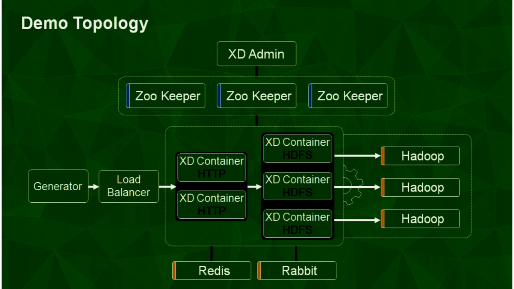Okay, so the topology of this deployment, we're going to be running this on EC2. And we basically have our XD cluster. So we have the XD admin, we have multiple XD containers, we have a Zookeeper ensemble, and we have Rabbit as our transport for the message bus, and we have Redis for the data that's being stored for those counters. And then we're ingesting into a Pivotal HD cluster of 5 nodes. And for simulating the sensor data, we are using JMeter in the front as a generator. And then that's going through the Elastic Load Balancer on EC2, where all of our HTTP containers have been registered.